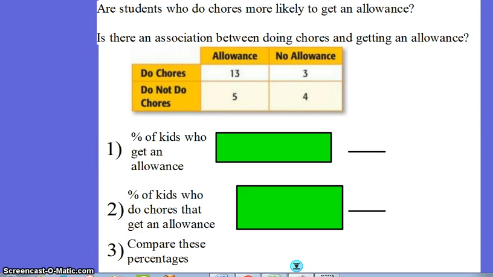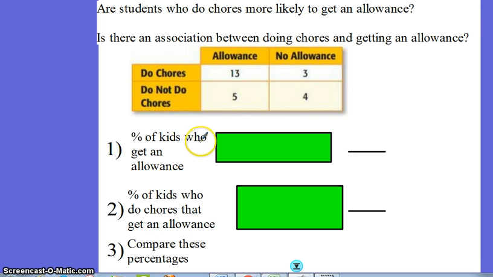This video is going to show you how to use what's called a two-way table to test to see if there's an association between two variables. So the question, how you might look at the question is you could say, are students who do chores more likely to get an allowance? The mathematical way of saying that would be, is there an association between doing chores and getting an allowance? And there's basically three steps for figuring out if there's an association between these two things.